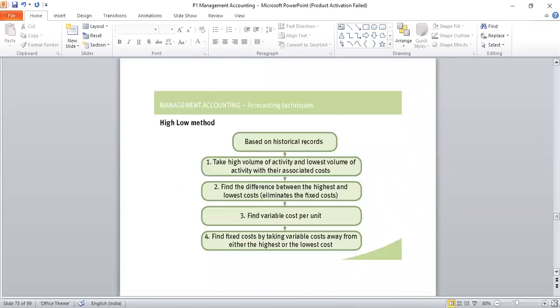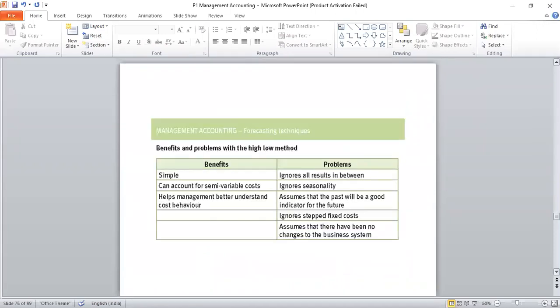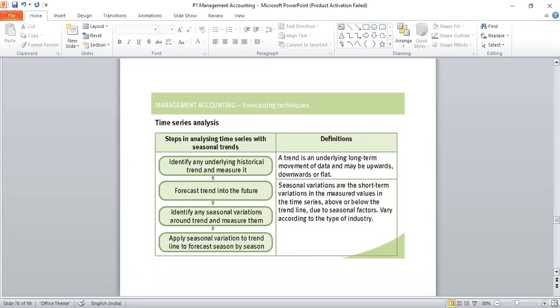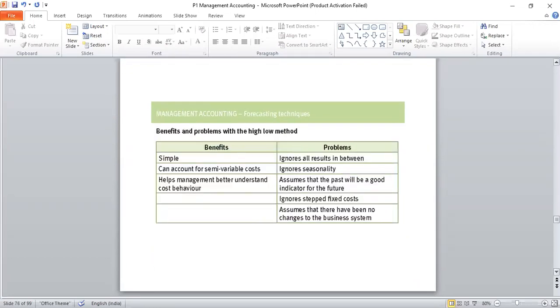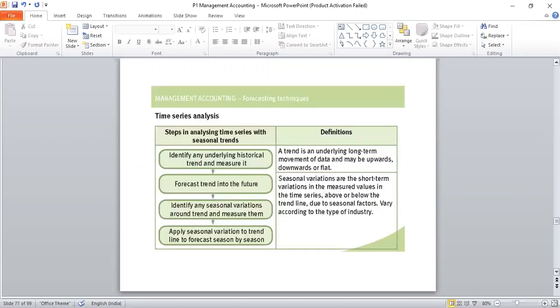So we have learned about the high-low method. Based on the historical data, we select a high cost and a low cost. It is applicable only in case of semi-variable cost because fixed cost need not be estimated. It would remain the same until it reaches maximum capacity. Variable cost varies proportionately. So it is only useful in case of semi-variable cost. All the issues related to high-low, we have finished.